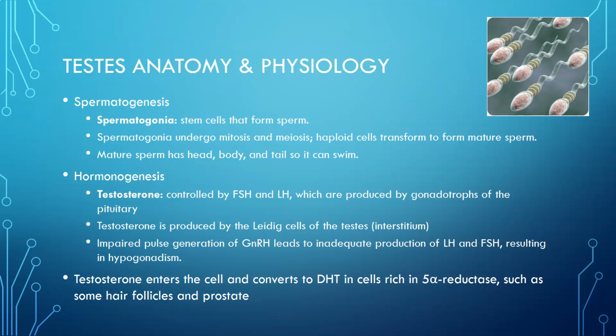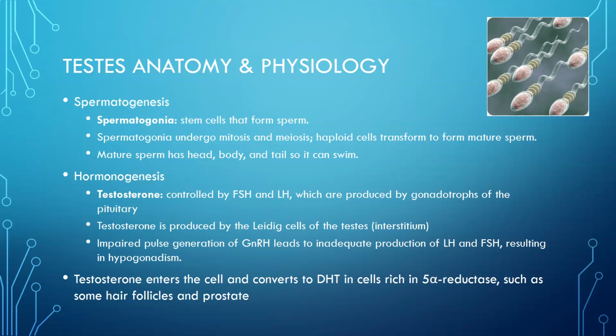So spermatogenesis: the spermatogonia are sperm stem cells, and they undergo mitosis. So again, mitosis means genetic material stays identical. There's 46 chromosomes in there, and it just maintains the pool of sperm stem cells. Okay, but then they'll also undergo meiosis. When they undergo meiosis, then you will get the haploid cells that transform into mature sperm.